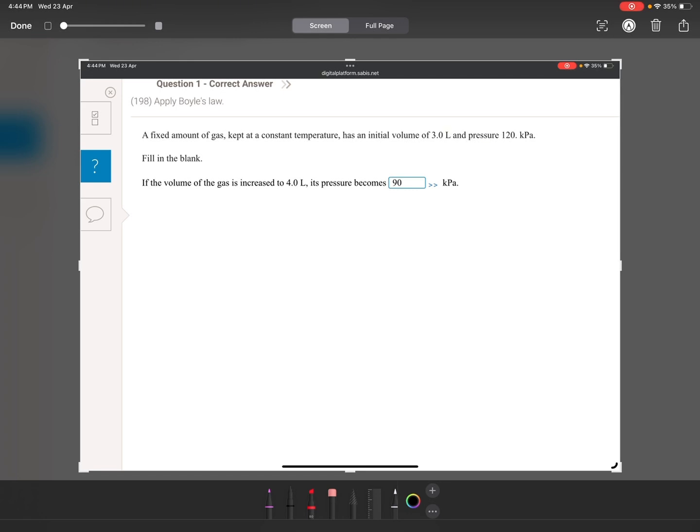Okay, so a fixed amount of gas kept at a constant temperature has an initial volume of blah blah blah and a pressure blah blah blah. This is Boyle's law, by the way. Make sure to memorize all the laws. Anyways, the formula for this is P1 V1 equals P2 V2. Pressure 1 is 120 times volume 1, which is 3, equals pressure 2, which we're trying to find, times volume 2, so 4. That's going to be 120 times 3 divided by 4, and you get 90.